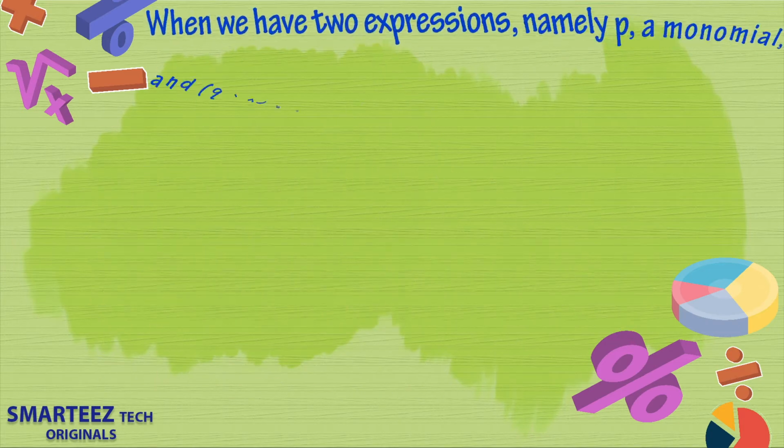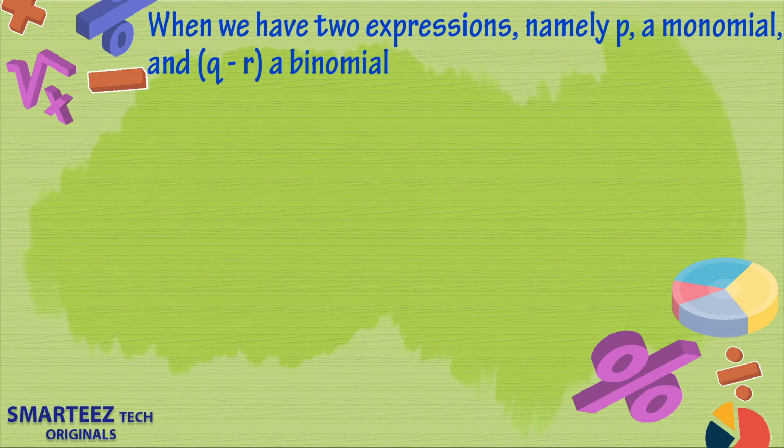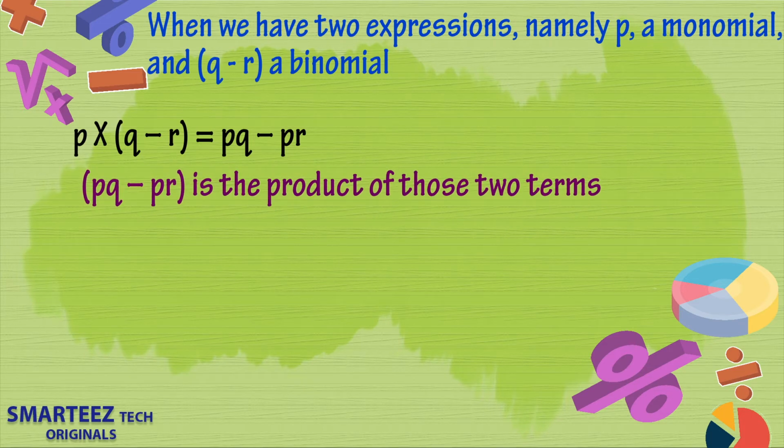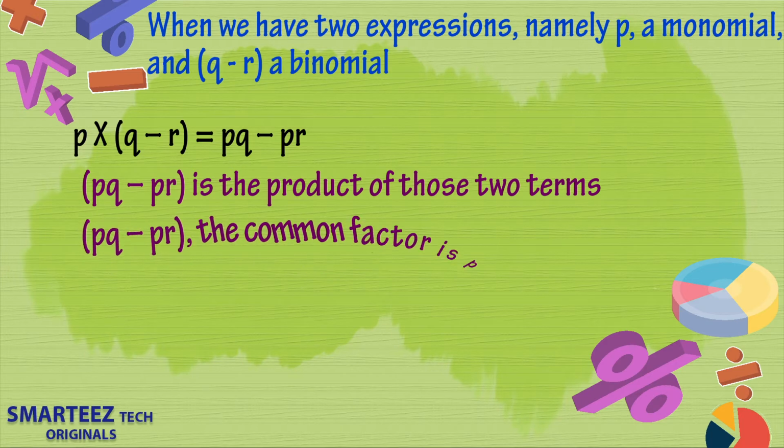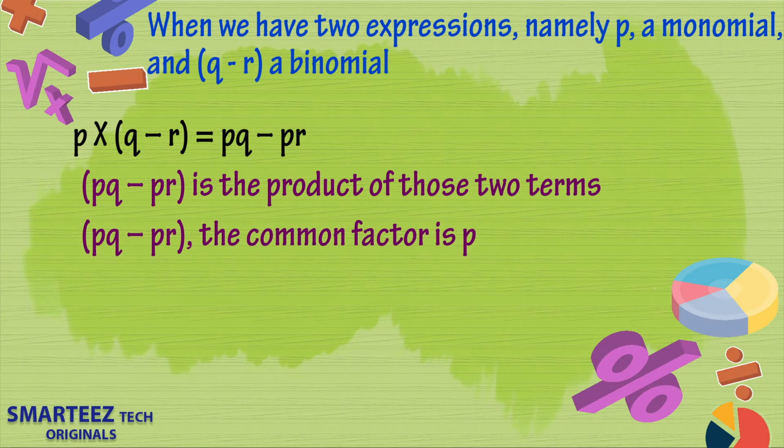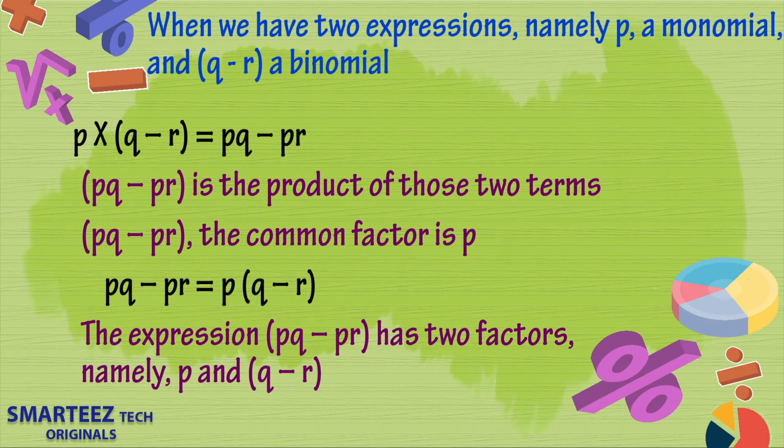For example, when we have two expressions, namely p, a monomial, and q minus r, a binomial, then p times (q minus r) equals pq minus pr. So pq minus pr is a product of those two terms. Now, if we are given the product, then we should be able to find the factors. In the expression pq minus pr, the common factor is p. If you take the common factor out, we get pq minus pr equals p times (q minus r). Here the expression pq minus pr has two factors, namely p and q minus r.